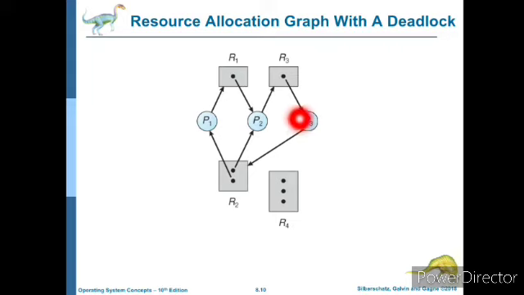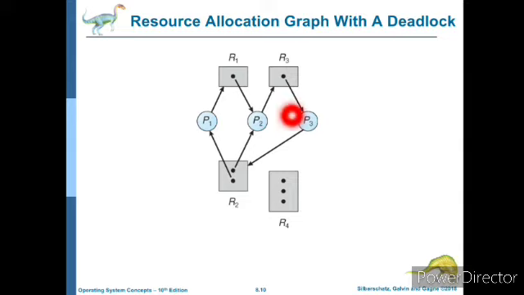So in this case, the resource allocation graph contains a cycle. There is a possibility of deadlock. So all the processes in the resource allocation graph, P1, P2, P3, are deadlocked. Okay, next we have one more example.